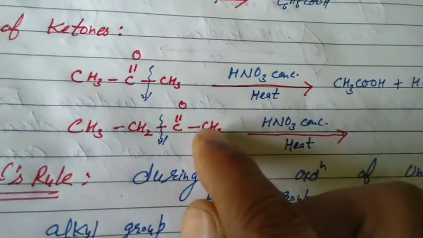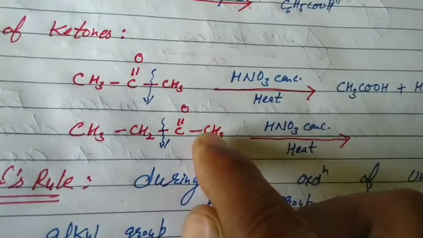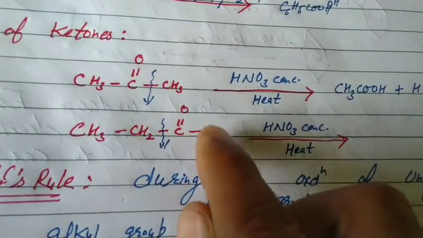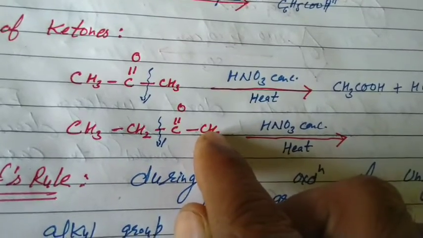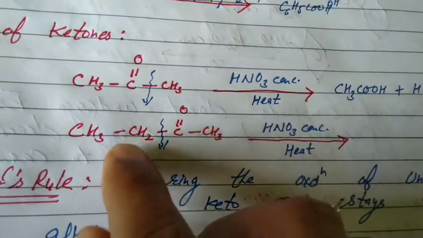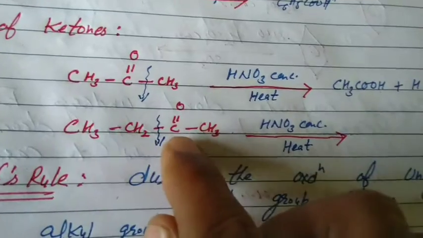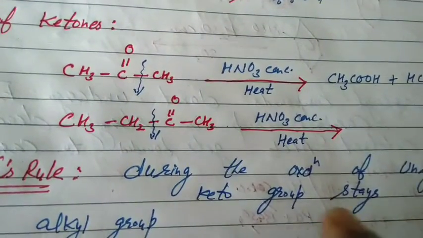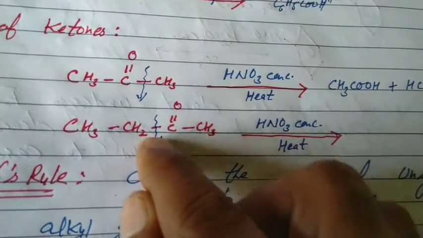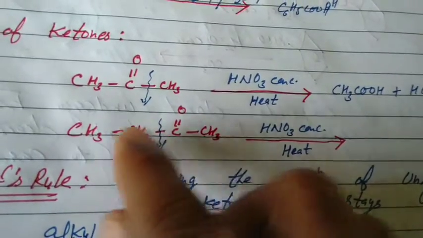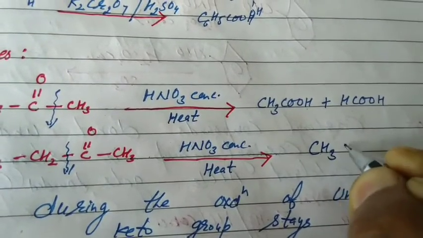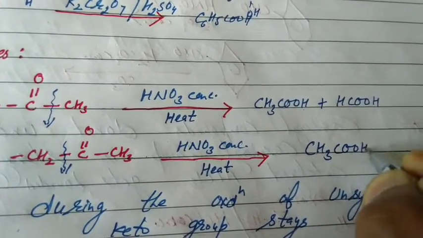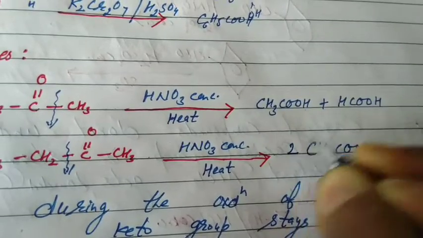Breakage takes place between the carbonyl carbon and the alpha carbon, from that side containing more carbon atoms, so that the keto group stays with the smaller alkyl group. Students, in this case, breakage takes place from this end. This end contains 2 carbons and the right end again contains 2 carbons. The product is ethanoic acid and ethanoic acid, CH3COOH. I hope the concept is clear.